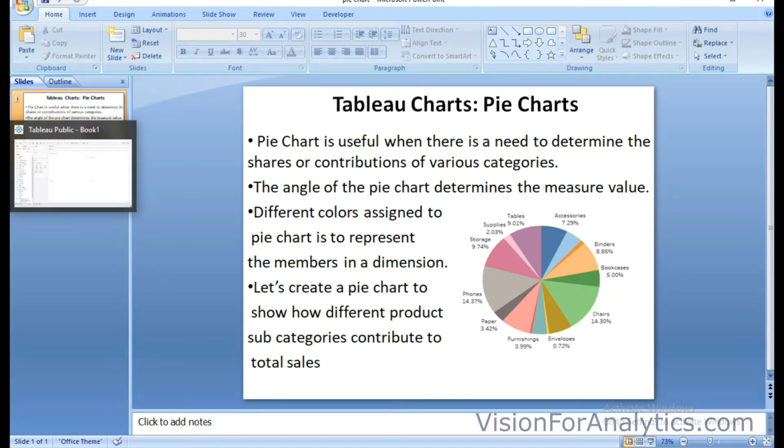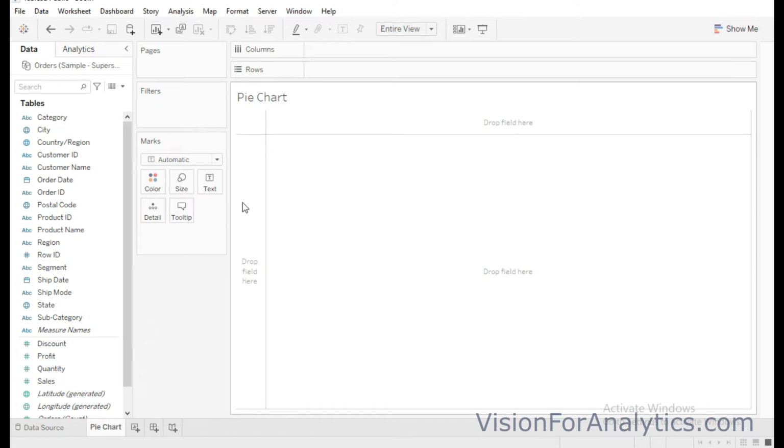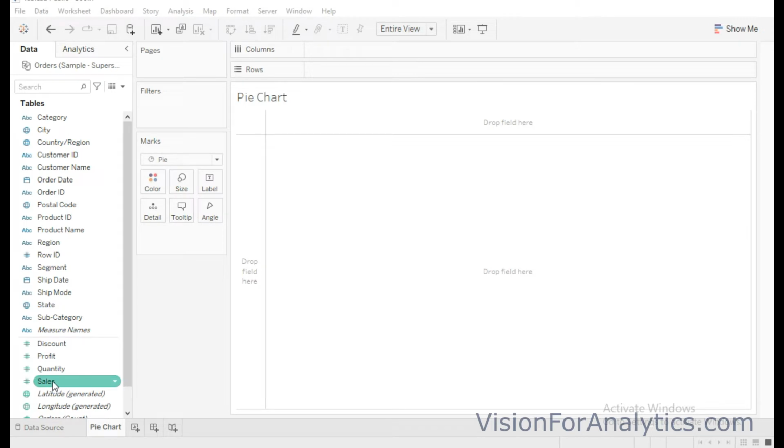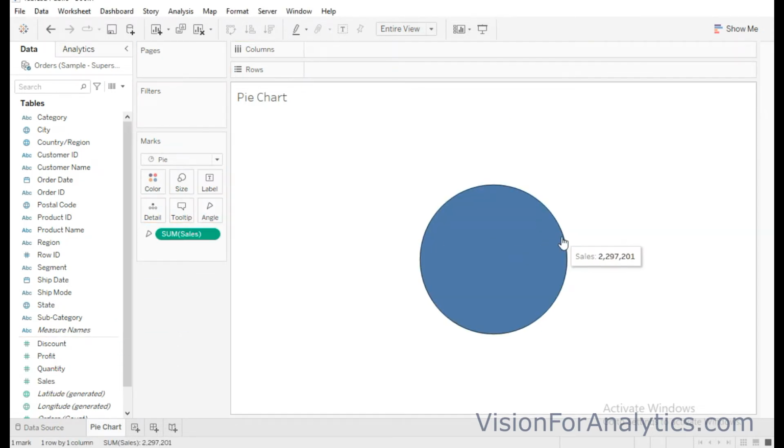So let's go to Tableau. So to create a pie chart, from the marks card I will select pie. Then I will drag this measure sales into angles. Then you will get this circle which is 100%. So you can enter view.